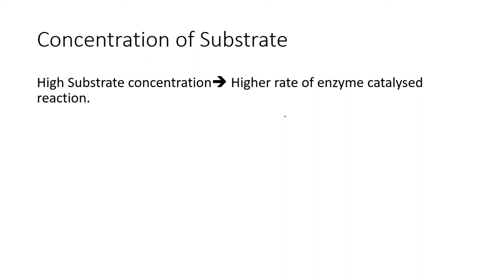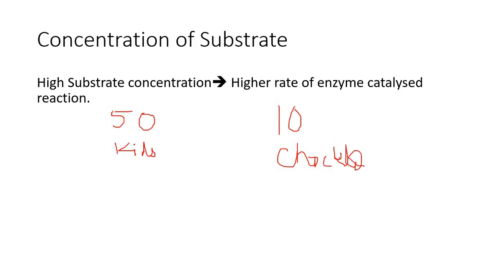Now let us say, this is the analogy we are taking, we have 50 kids, and then we have only 10 chocolates. So now we have only 10 chocolates. What will happen once we approach these 50 kids and say that we have 10 chocolates, just give them the chocolates?